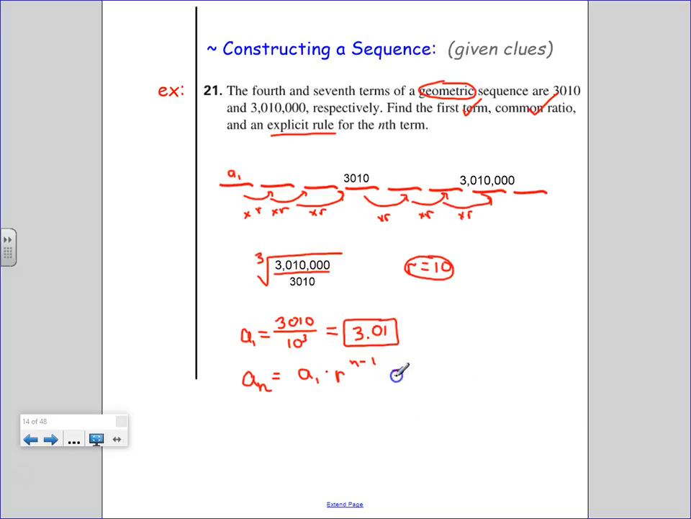And since we have all this information, can't we go ahead and do 3.01 times 10 to the n minus 1? Does that make sense? Start somewhere, and however many terms we need to increase by is however many multiplications of r we need to do. Does that make sense?